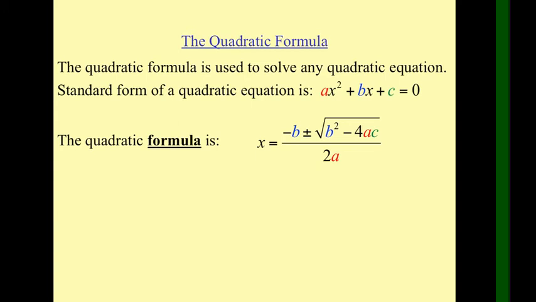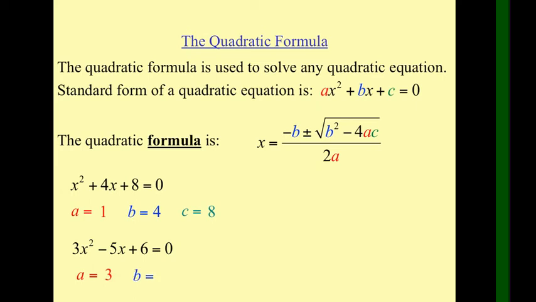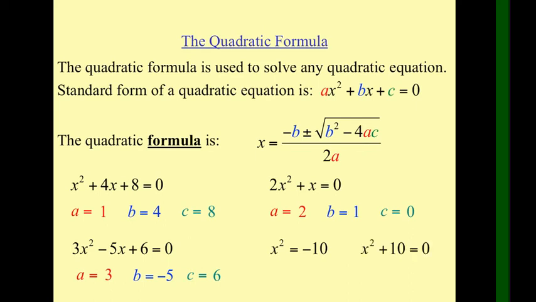So the quadratic formula is used to solve any quadratic equation. The standard form of the quadratic equation is ax squared plus bx plus c equals 0. I already told you about this. For x squared plus 4x plus 8 equals 0, a is equal to 1, b is 4, and c is 8. Another, 3x squared minus 5x plus 6: a is equal to 3, b is negative 5, c is 6. Now for 2x squared plus x equals 0, a is equal to 2, b is equal to 1, and c is equal to 0. There's no c. For x squared plus 10 equals 0, a is equal to 1, b is equal to 0, c is equal to 10.